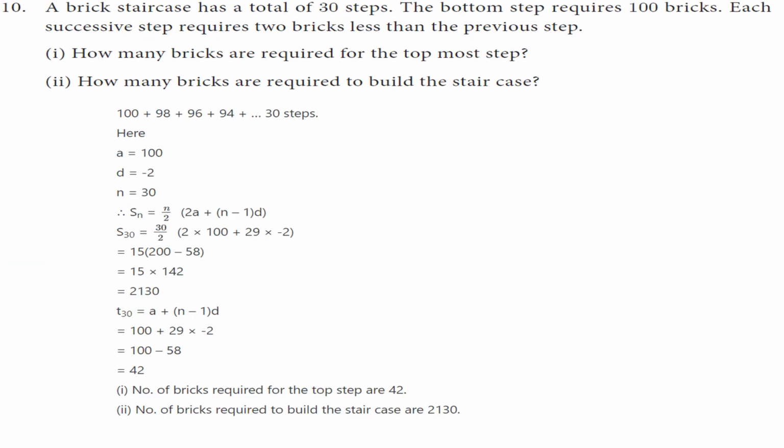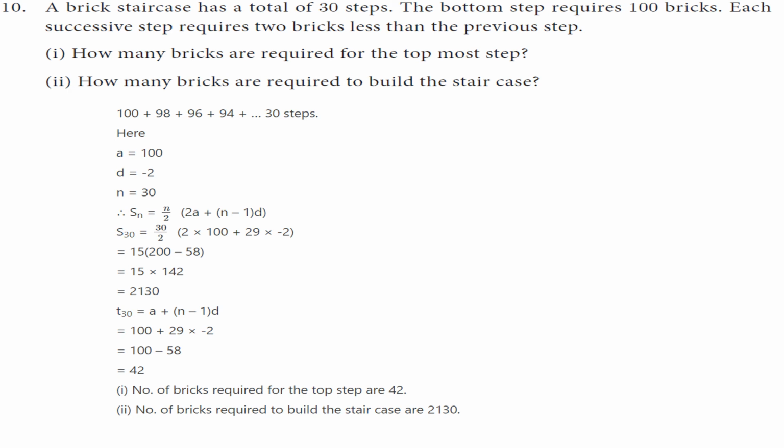Of 30 steps, the bottom step requires 100 bricks. Each successive step requires 2 bricks less than the previous step. First, we have to find out the equation, that is 100 plus, 2 bricks less than the previous step. So 98, 96, 94. How many steps? 30 steps. So first we will find out this.